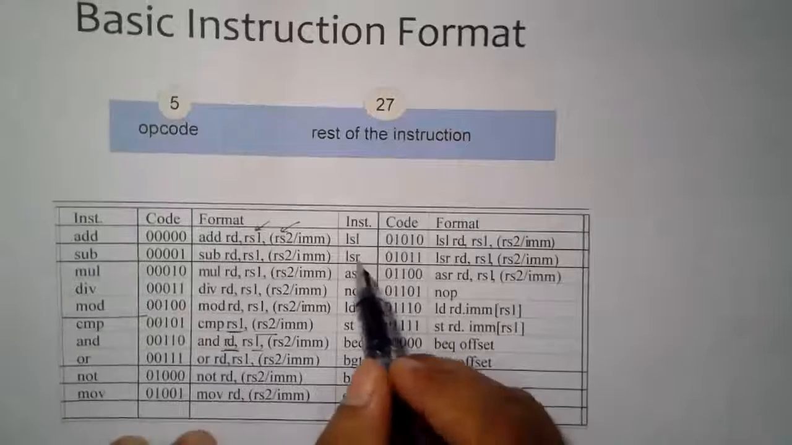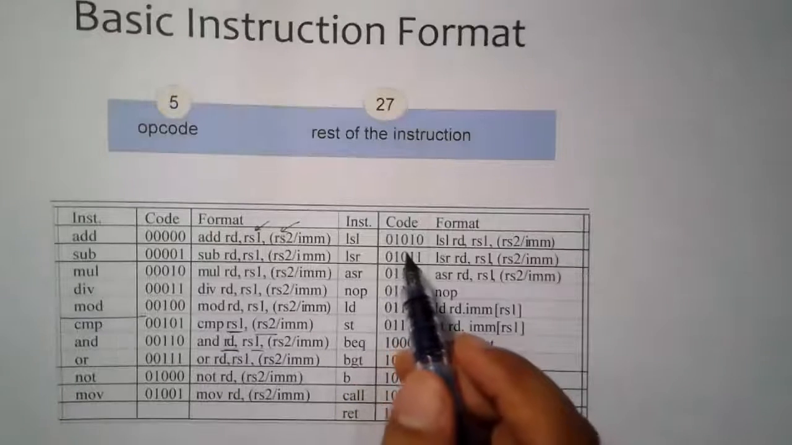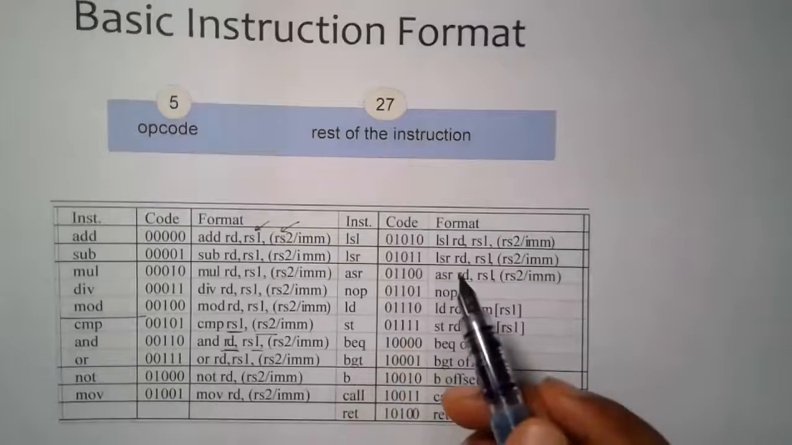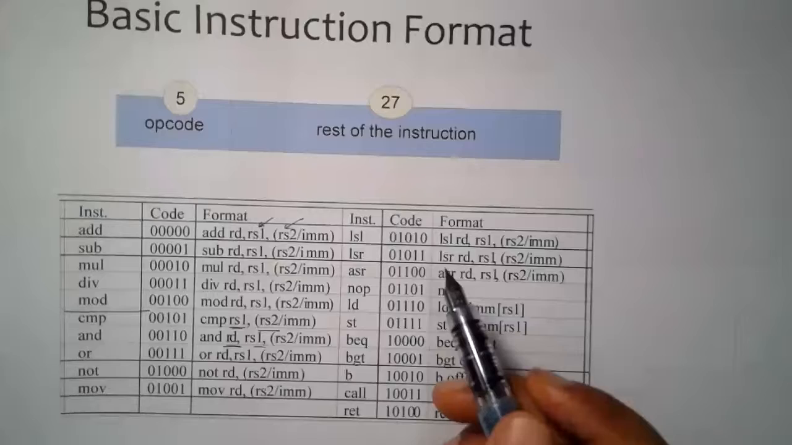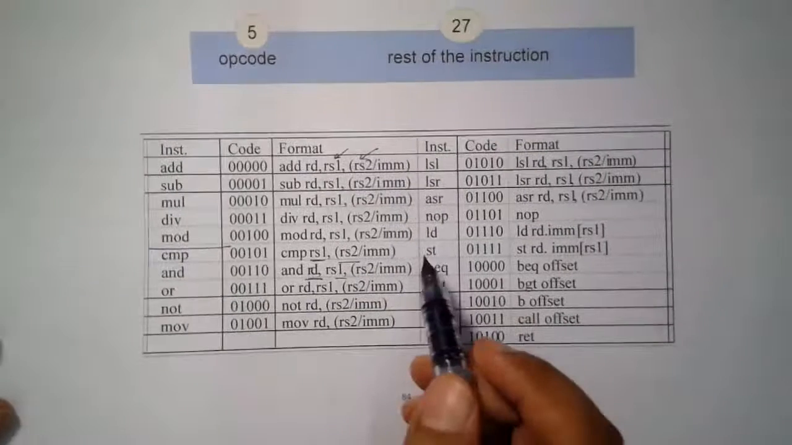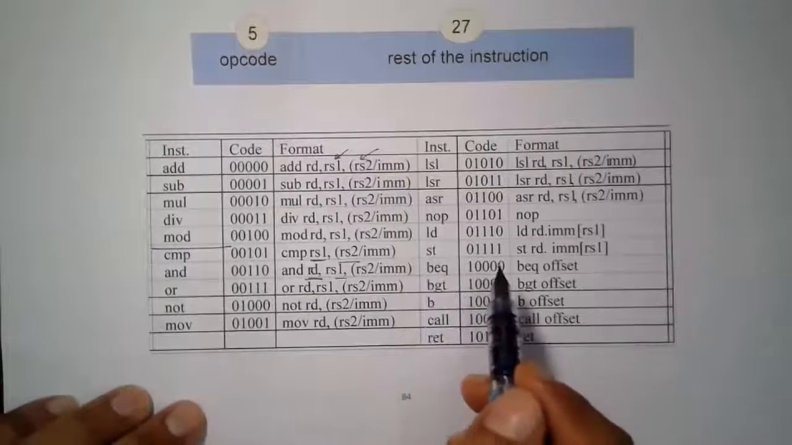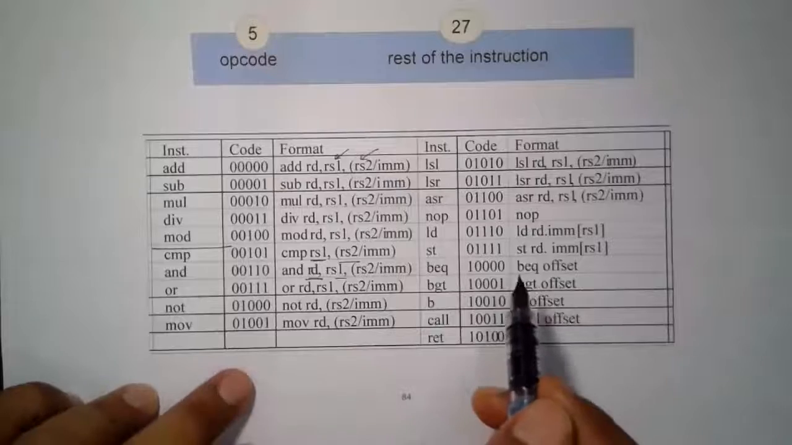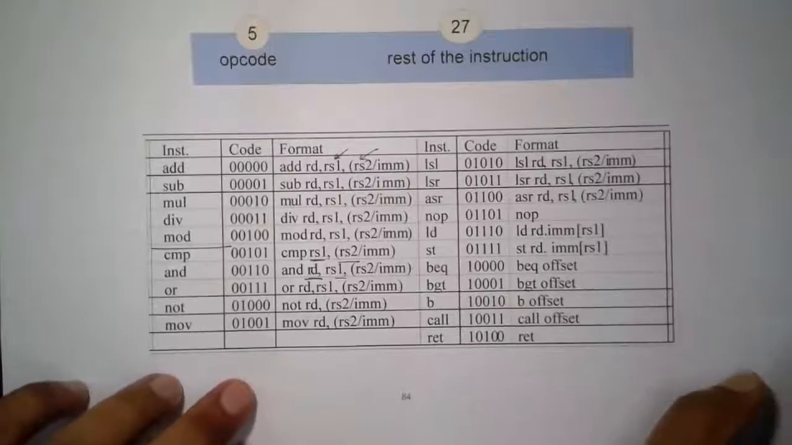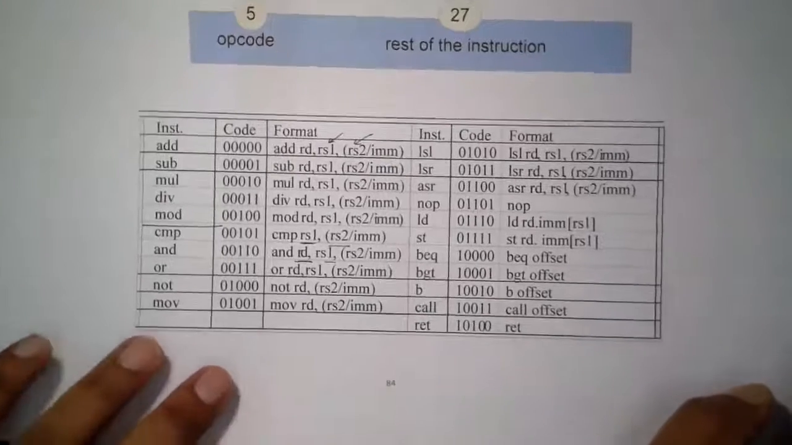From load, Sir, yeah. Sir, in the not operation, can't we do like that, not of rs2? Means we can use only one of them, which is complementing the value of register 2. So you can do that. Now, let's say I want to do that. Okay.